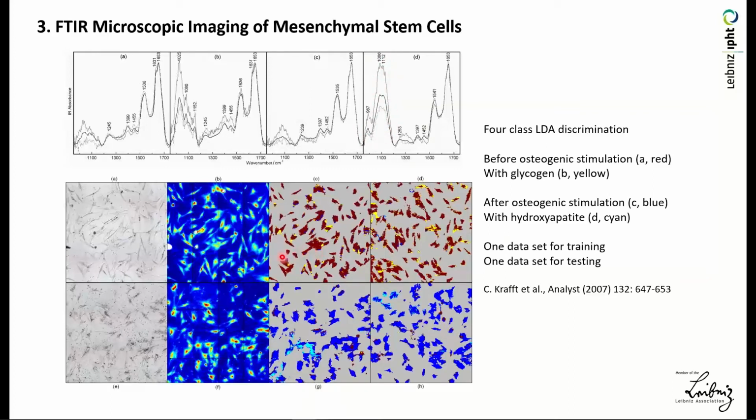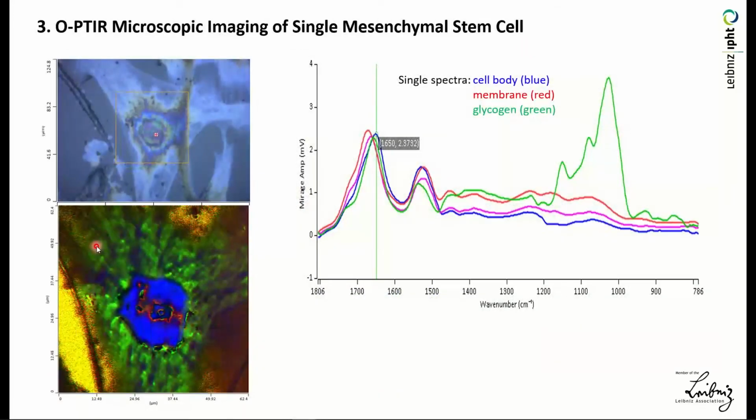So an LDA discrimination model was trained by 2 training data sets. Red is the unstimulated class, yellow the glycogen class, blue the stimulated class, and cyan the stimulated class with hydroxyapatite, and another data set was collected for testing. So what can O-PTIR do better?